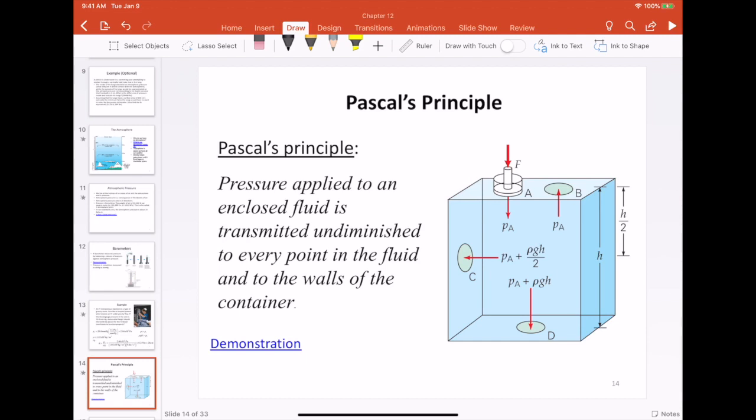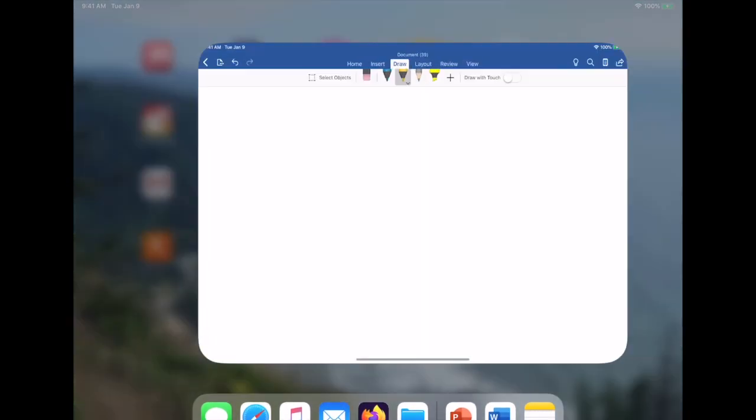Okay, the next thing that we're going to talk about is Pascal's principle. Pascal's principle states that if you apply pressure to a fluid that's enclosed, which means that it completely fills up its container, then the applied pressure is transmitted undiminished to every point in the fluid and to the walls of the container. So let me just explain this.